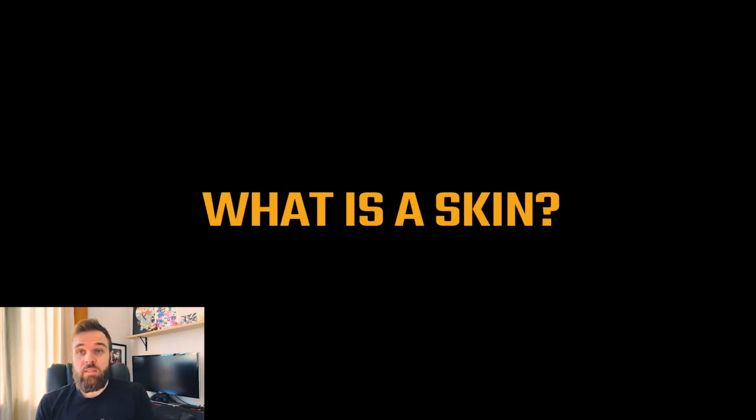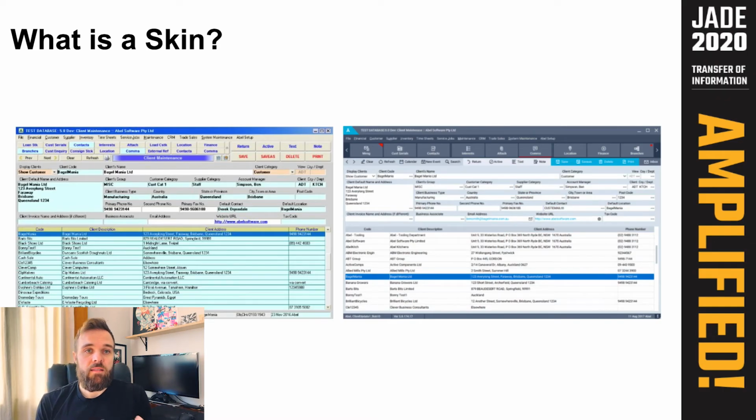So first up, what is a skin? Well, a skin is basically what your piece of software looks like, what the application visually looks like. It's the user interface. So what do the buttons look like? What do the fields look like? Scroll bars, menus, everything. The visual of your application, that's the skin applied.